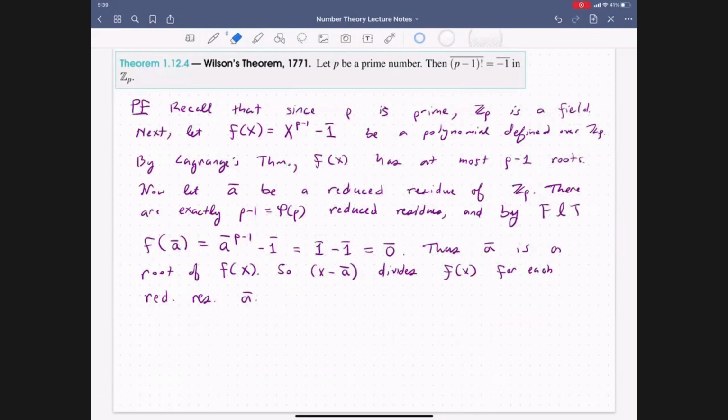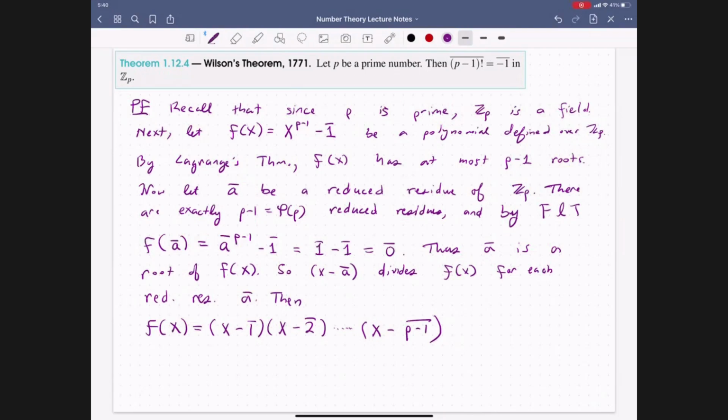So as a consequence of that proof, we see that f of x has the following factorization, where we go ahead and have all the reduced residues, which are all the elements going from 1 to p minus 1. So x minus 1 bar, x minus 2 bar, all the way to x minus p minus 1 bar. And so this is the factorization for f of x.